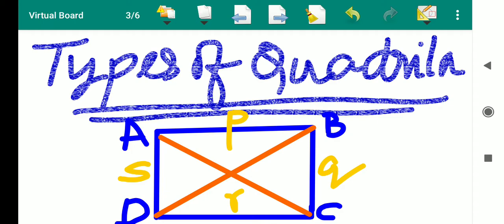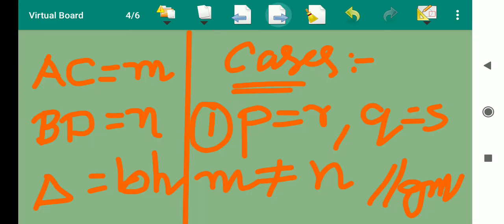Here the sides are PQRS and the diagonals are given by AC equivalent to M and BD equivalent to N. So in this I will discuss some cases here.